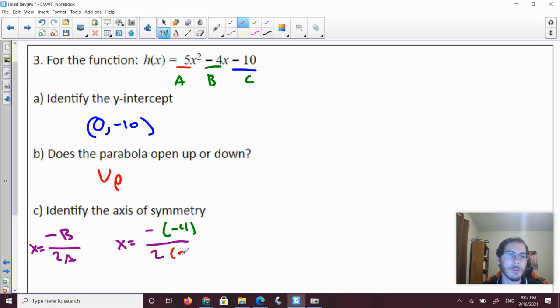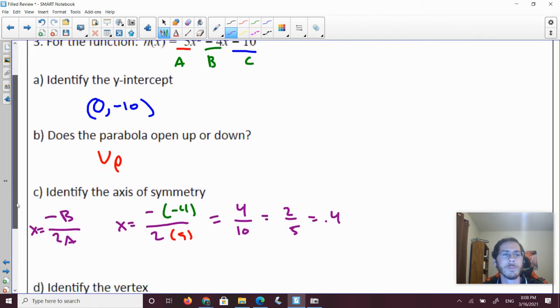2 times 5. All right, so when we simplify this, this is going to become 4 because the 2 negative signs will cancel out. 2 times 5 is 10, or 2/5. If you want to write it as a decimal, it would be 0.4. So either the fraction or the decimal is okay. It's really up to you which one you want. I think I'm going to stick with the fraction for right now, but maybe I'll change later.